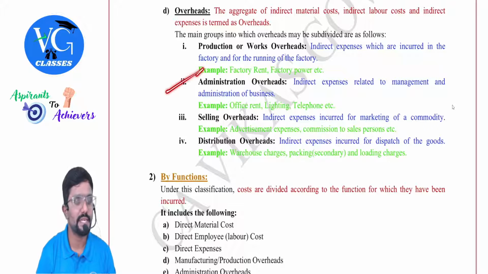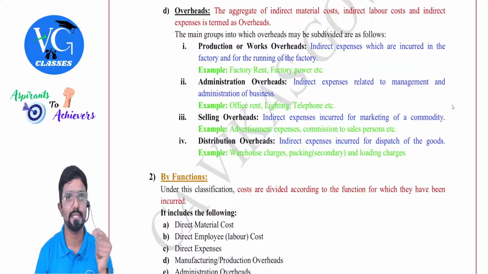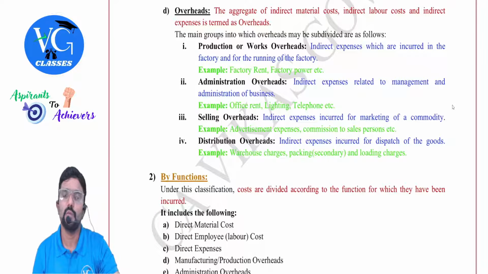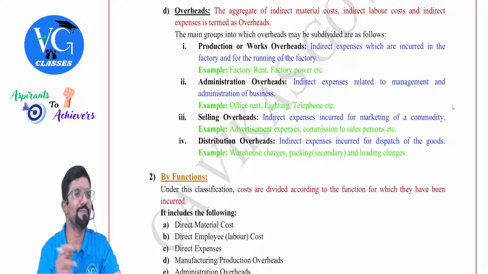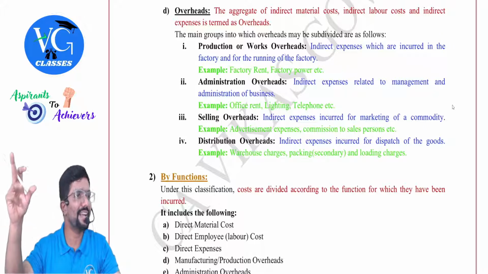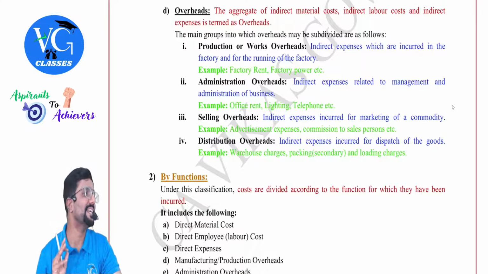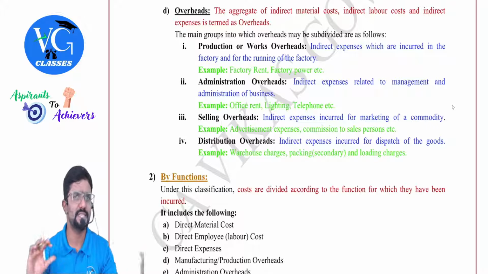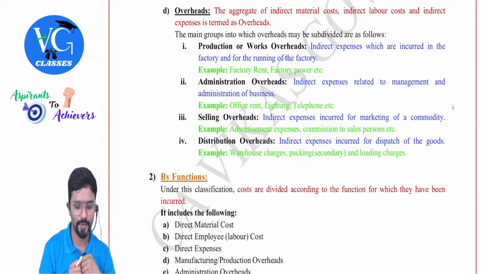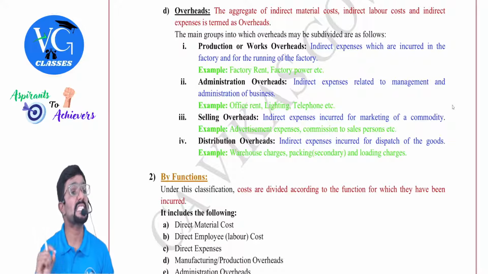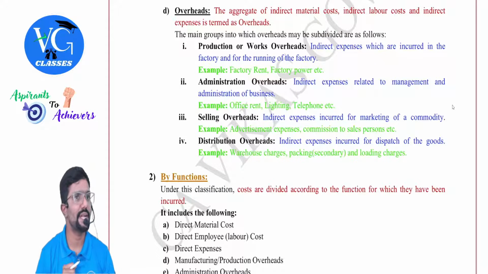Then coming to administration. Guys, outside the factory, listen, any expenses we incur will always be indirect, because manufacturing happens only in the factory. If you are incurring any expenses in office or administration or even in marketing, sales and all, it will always be indirect in nature. So administration overhead: these are the indirect expenses related to management and administration of business. This is incurred for planning and execution. Example: office rent, lighting, telephone, office staff salary, or even accountant salary.